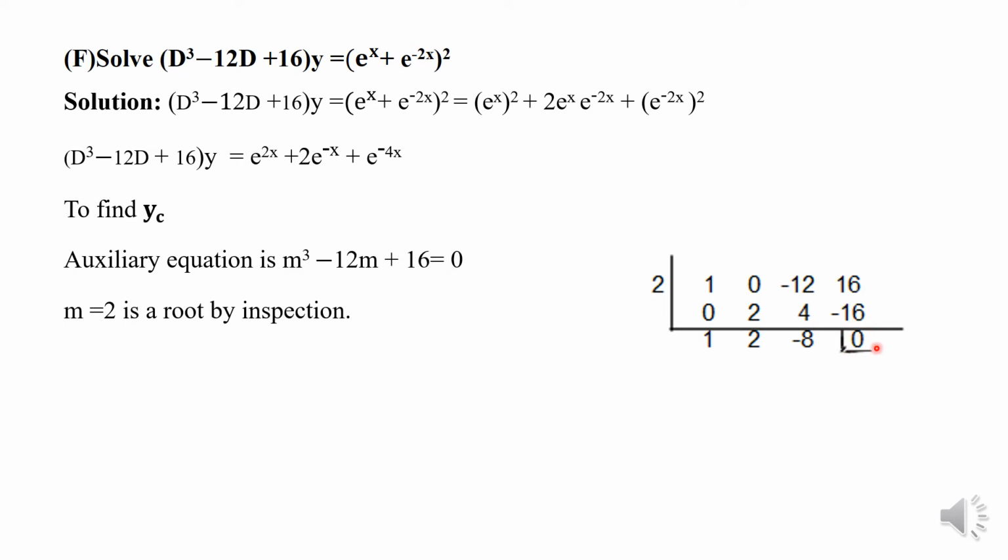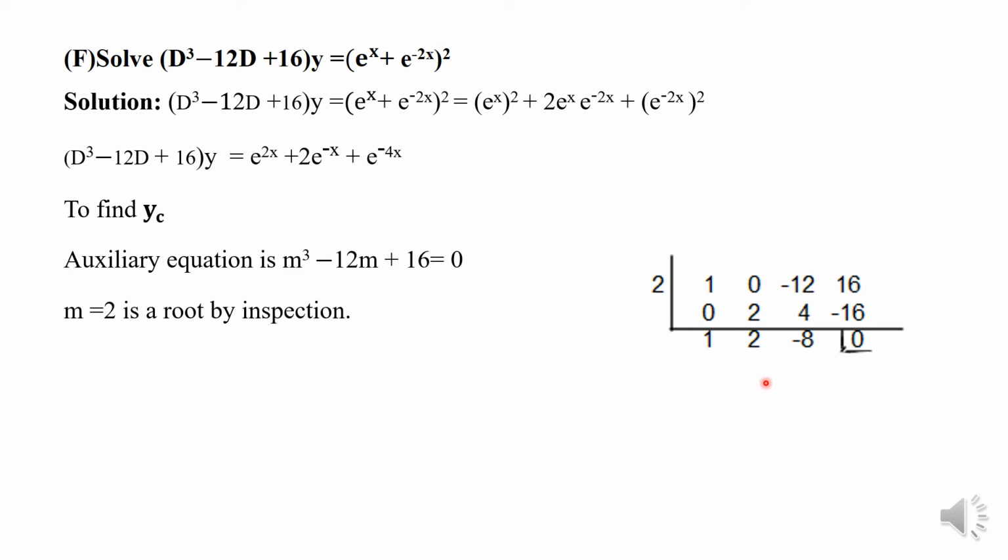So there are 3 terms, meaning it is a quadratic equation. Coefficient of m square is 1, so m square. Coefficient of m is 2, so plus 2m. Constant term is minus 8. So from this we get the quadratic equation m square plus 2m minus 8.